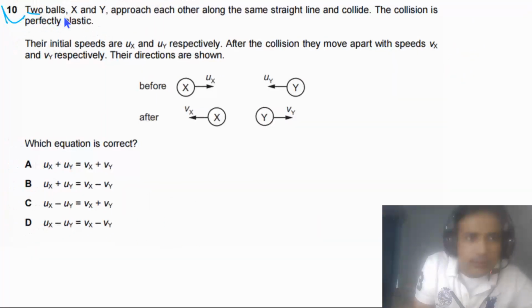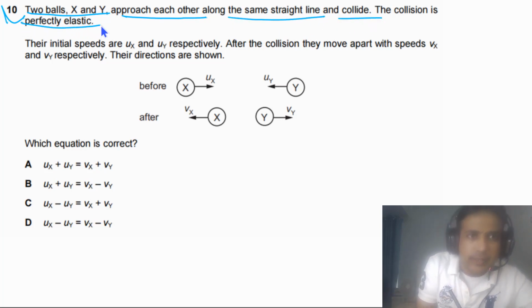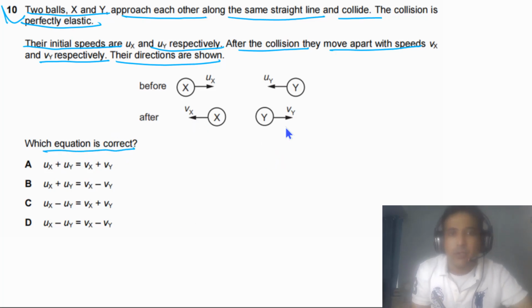Question 10 says two balls x and y approach each other along the same straight line and collide. The collision is perfectly elastic. Their initial speeds are ux and uy respectively. After the collision, they move apart with speeds vx and vy respectively. Their directions are shown in this figure. Which equation is correct? In order to answer this question, first of all, imagine that we have one ball x.